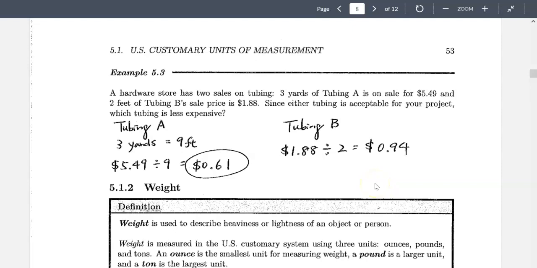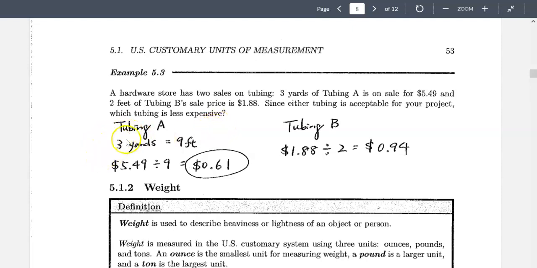Now, of course, we can put this into word problems. Application problem: a hardware store has 2 sales on tubing. 3 yards of tubing A is on sale for $5.49, and 2 feet of tubing B is sold for $1.88. We want to know which one is cheaper. One of them is selling in yards, the other in feet, so it's up to you. You can change yards to feet, or feet to yards, either way.